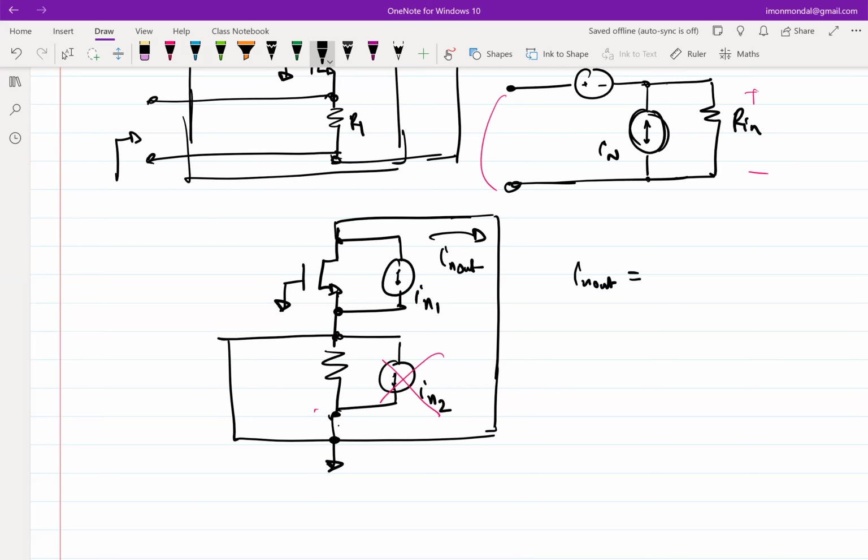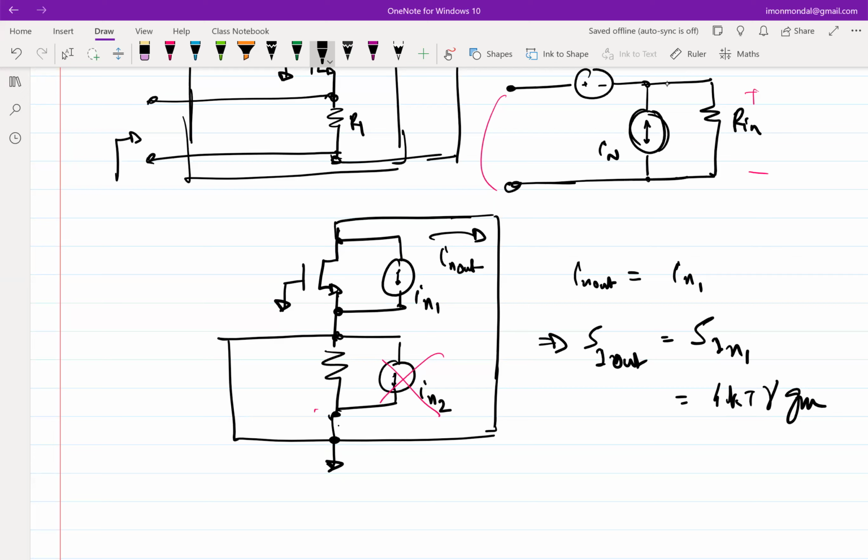So basically the entire IN1 will go into IN out. Correct. So this is basically IN1. Okay, so what will be S IN out then? Same as S IN1. This is not V, this is the current. So S IN1, which is 4kT gamma gm.